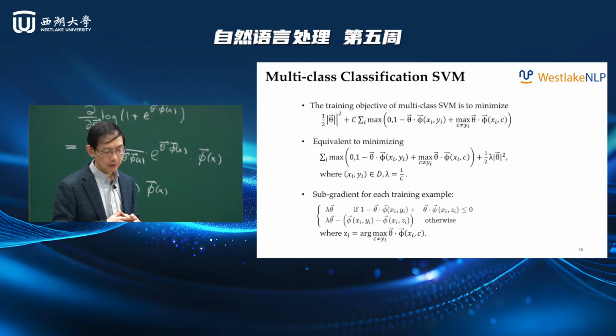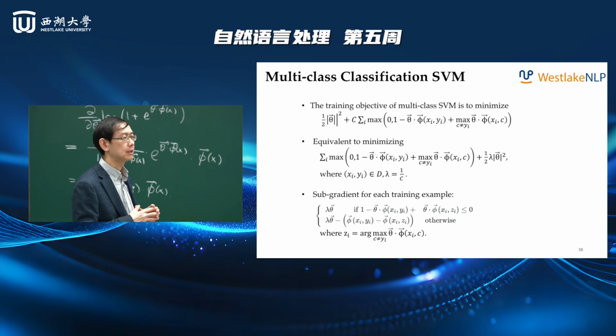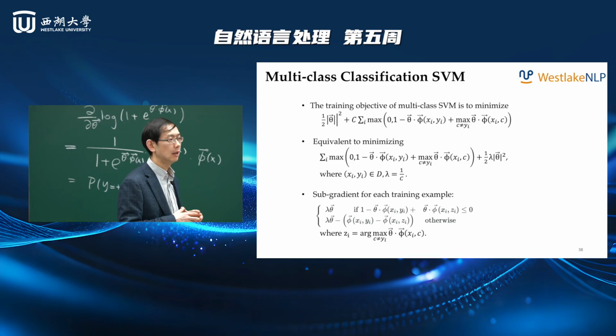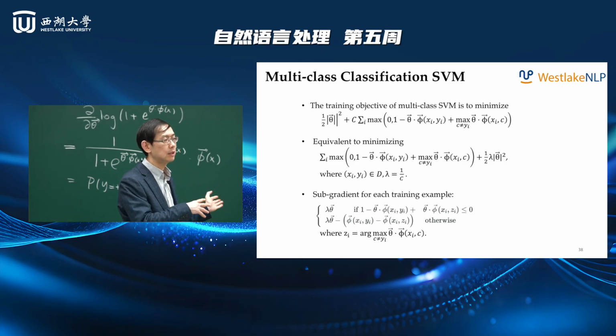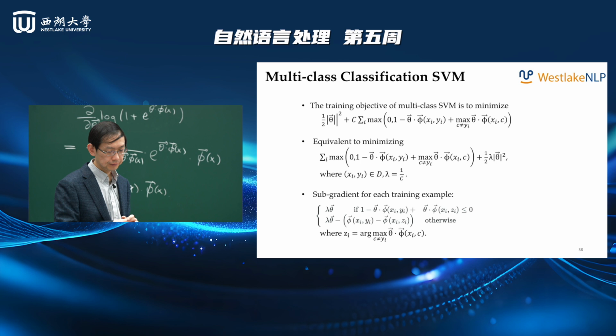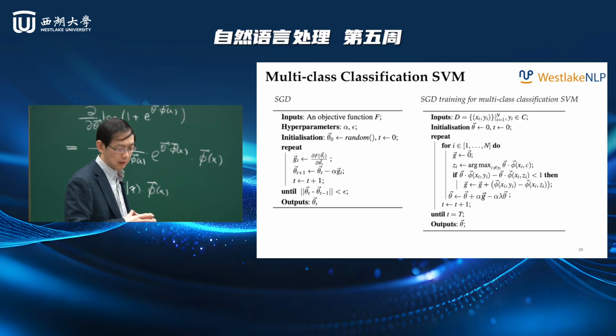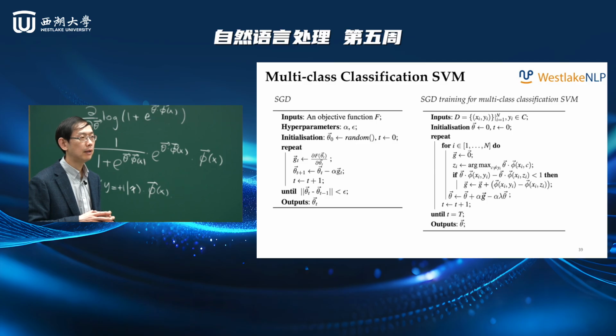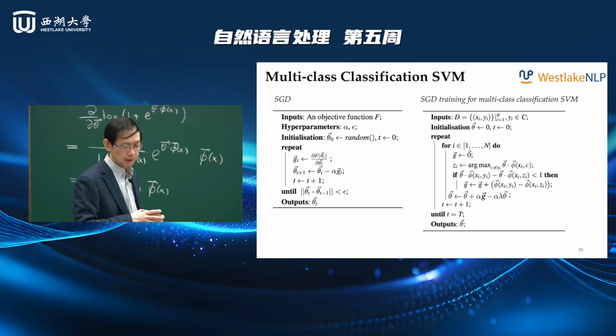Argmax c unequal to y theta dot phi xc. Argmax is the argument that gives the maximum to the function. Now I got this subgradient. I plug this into SGD, and I arrive at a training algorithm for multi-class SVM.